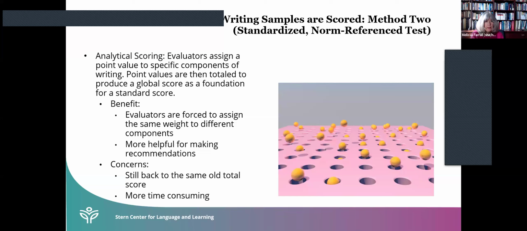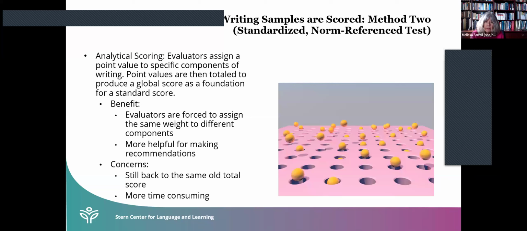The manual says if a child writes a sentence fragment, they get 0 points. If he writes a simple sentence, for example, maybe he gets 1 point. If he writes a complex sentence, maybe he gets 2 points. That's just off the top of my head. Then all those point values, which ask us to zero in on specific skills, are totaled in order to get a global score.